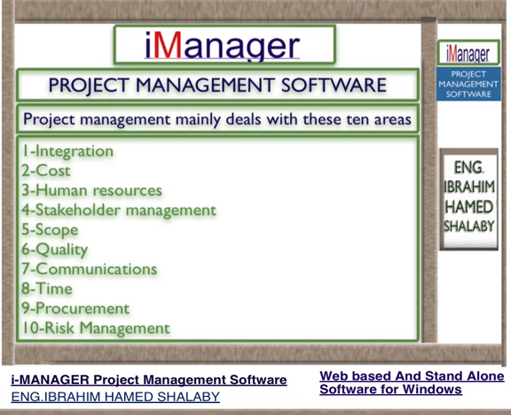Project management mainly deals with these 10 areas. 1. Integration. 2. Cost. 3. Human resources. 4. Stakeholder management. 5. Scope. 6. Quality. 7. Communications. 8. Time. 9. Procurement. 10. Risk management.